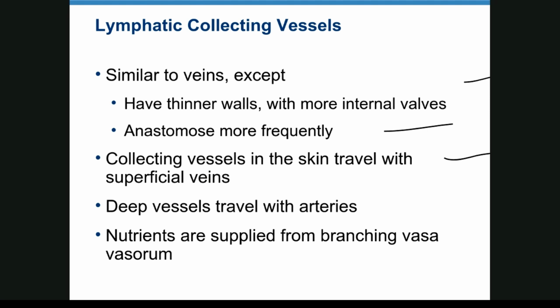Deep vessels travel with arteries, and as the arteries beat, they thump against the lymphatic vessels. And since the lymphatic can only go in one direction, away from the tissues, it actually helps push the lymph forward. Now, nutrients are supplied to the lymphatics from branching vasa vasorum, which are tiny vessels that surround the lymphatics.